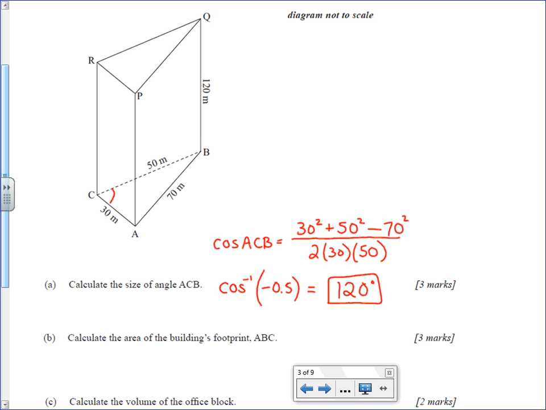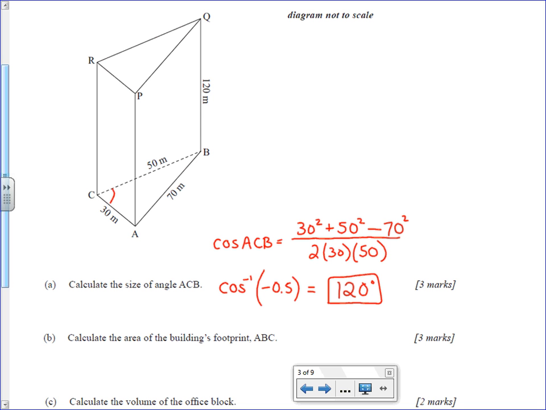You could get a method point for using the right formula, an answer point for filling in the formula correctly, and then an answer point for, of course, having the 120 degrees. So that's how this thing is worth 3 marks. If you only have the 120 degrees, which you got somehow using a calculator without showing any work, the most points you could get is 2 for using a calculator to get that.